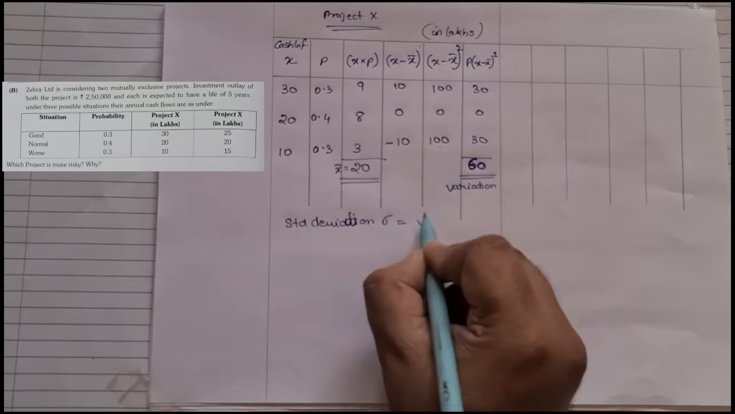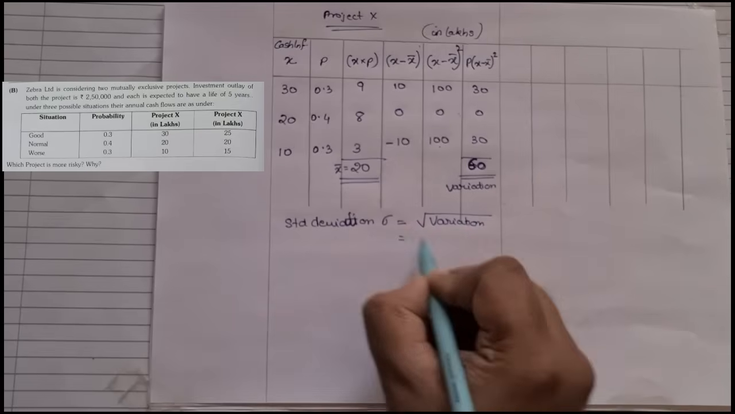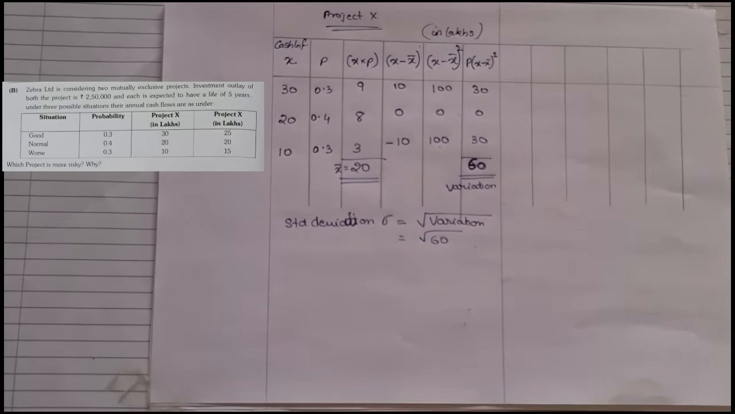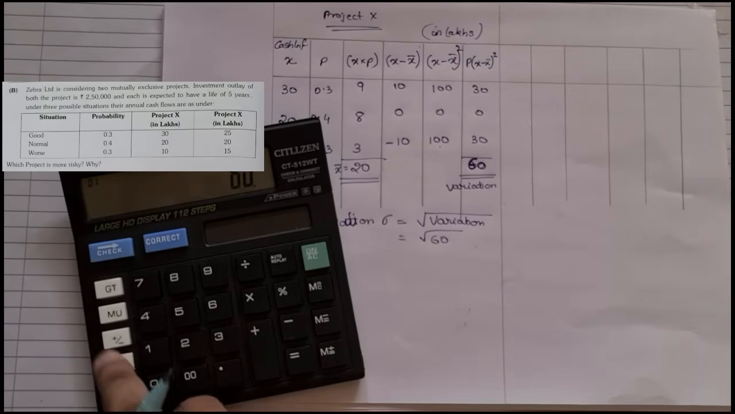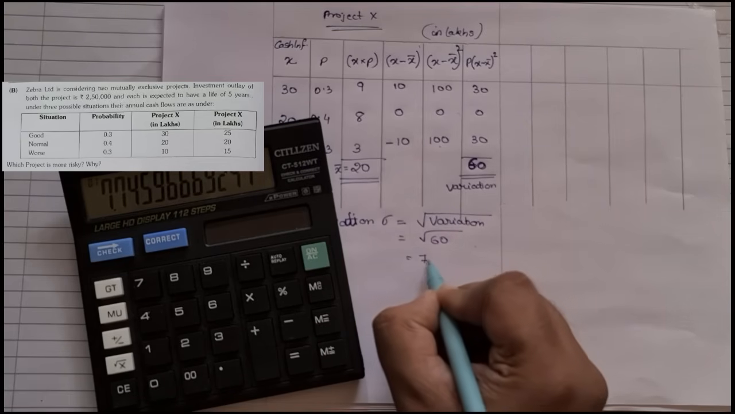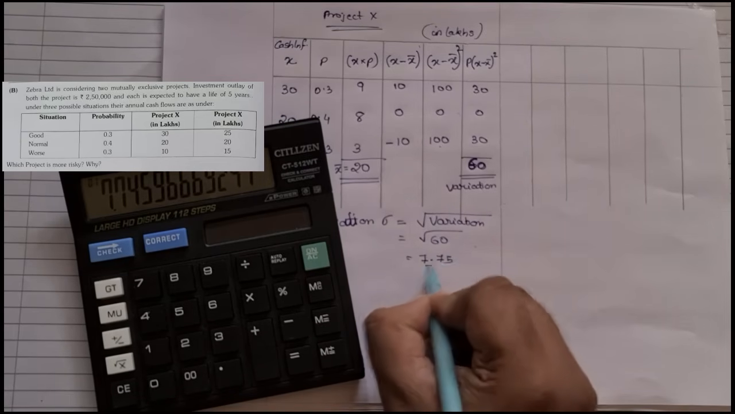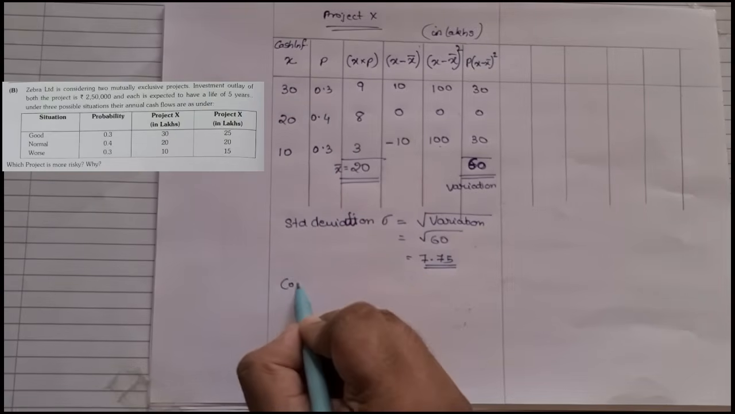Okay, which is nothing but the square root of variance or variation. So that will be the square root of 60. On your calculator, press 60 and then the square root, so it comes to 7.75. Okay, and now lastly we need to find the coefficient.